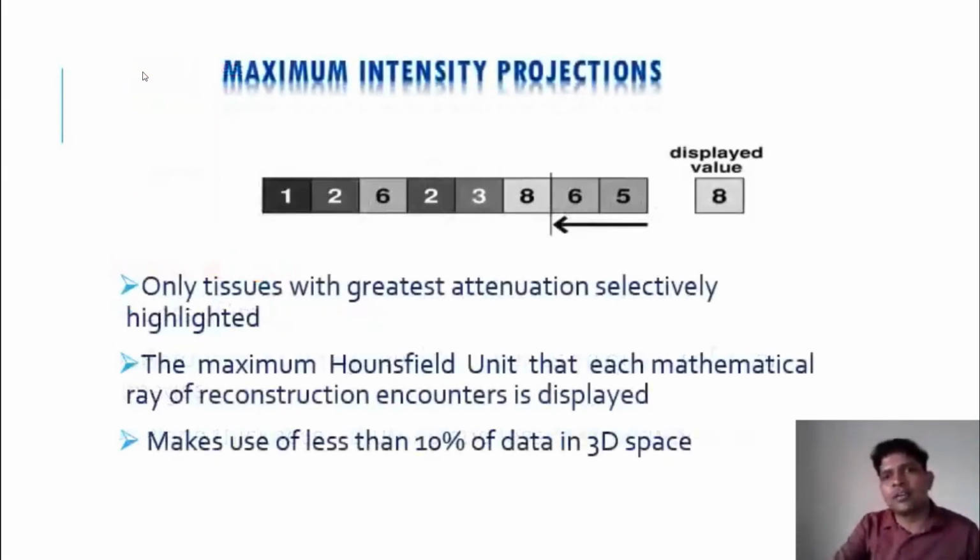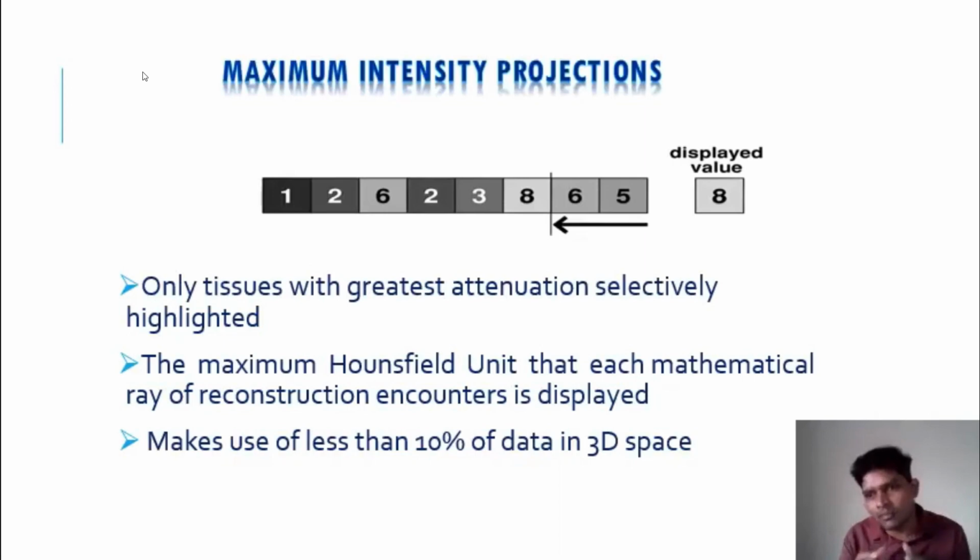Next is the maximum intensity projection, MIP, where here you can see in the image the greater attenuation that I told you about. Attenuation is related to the CT number, where the high value is what you can see in the display. Out of these numbers, this number 8 is the maximum.